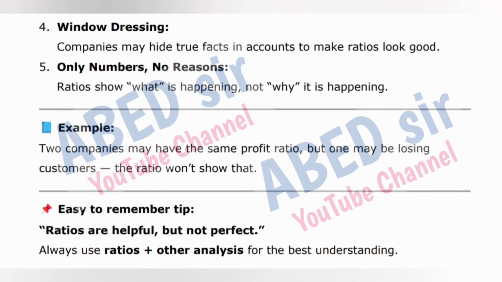4. Window dressing. Companies may hide true facts in accounts to make ratios look good. 5. Only numbers, no reasons. Ratios show what is happening, not why it is happening. Example.